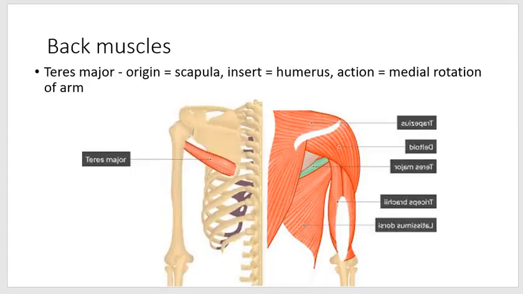Then you get to your teres major. Teres major, you see it right here on the inferior portion of the scapula. It inserts out here on the humerus and is important in medial rotation, so rotating the arm towards the inside. Here you can see how it looks with those other muscles wrapped around it. You can just barely see it reaching through there.